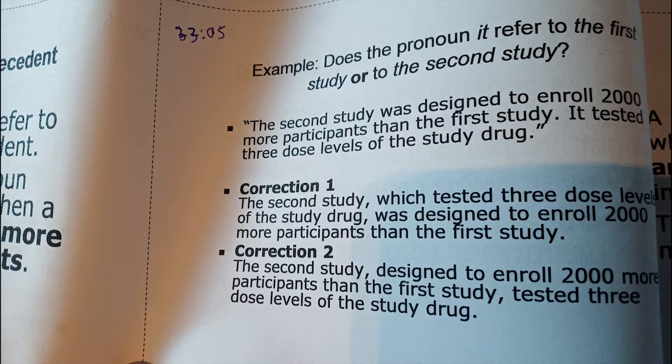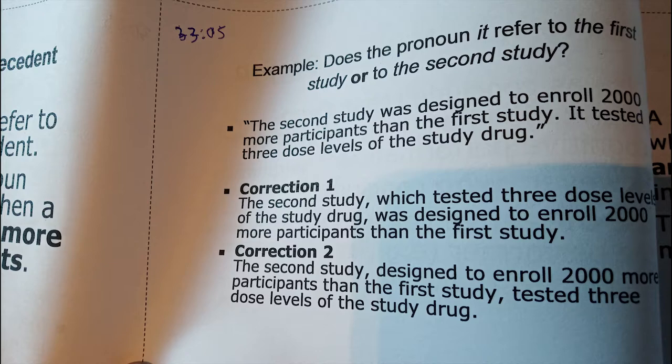Now, the PhD student knows what it means, but do you know if it's the first study or the second study? Is it clear which study it is referring to? No, it could be either one, right? We don't know. Of course, she knows because it's her study, so it's very clear to her that it is the second or first study, but the reader doesn't know what you know. You would have to rewrite this.